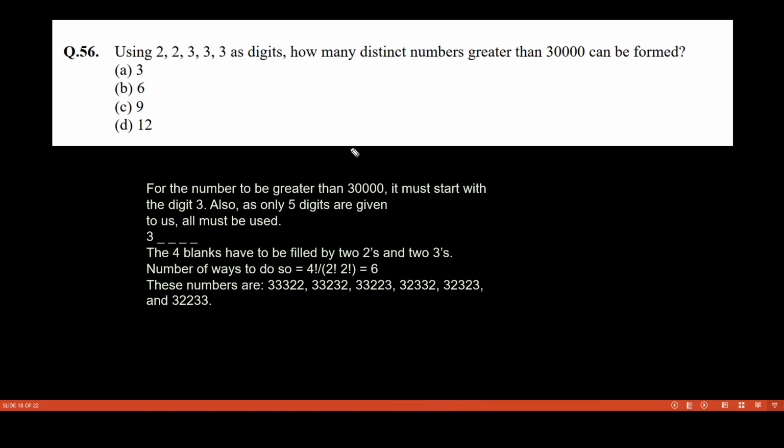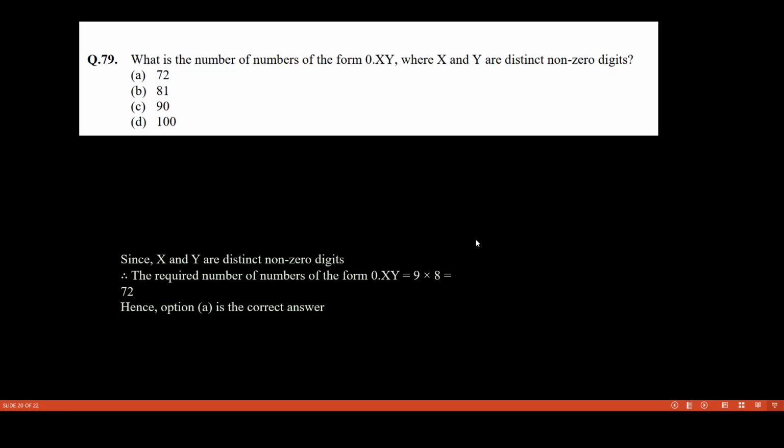So whatever concepts we have discussed in a very short amount of time, only that will be used. All right, because permutation and combination is a very vast topic. So now see, what is the number of numbers of the form 0.xy where x and y are distinct non-zero digits? All right. So pay attention to this word.